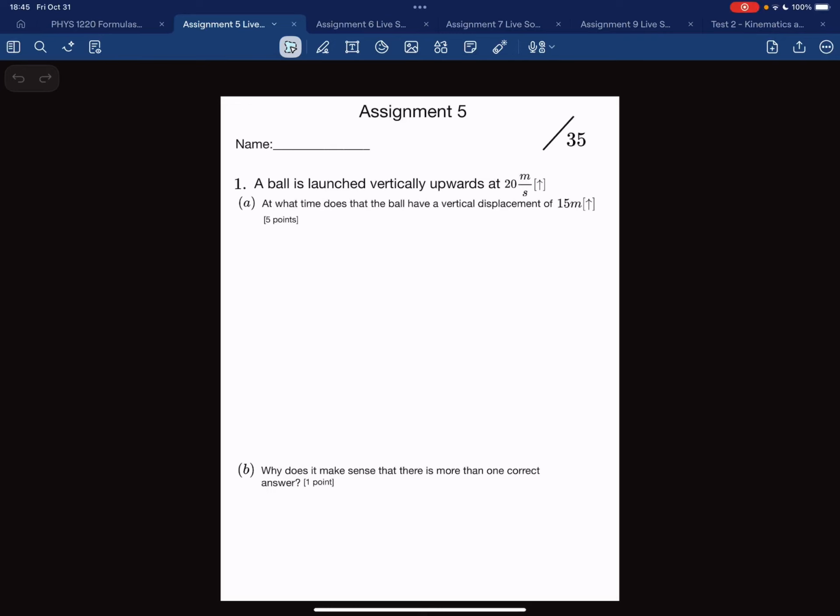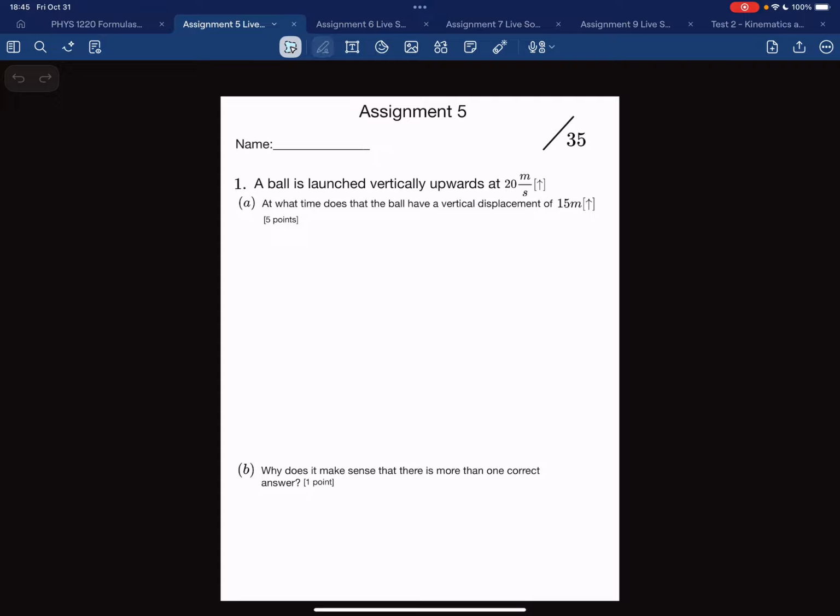So this is the solution manual for assignment 5, starting with question 1 here. A ball is launched vertically upwards at 20 meters per second upwards. Part A. At what time does the ball have a vertical displacement of 15 meters upwards?